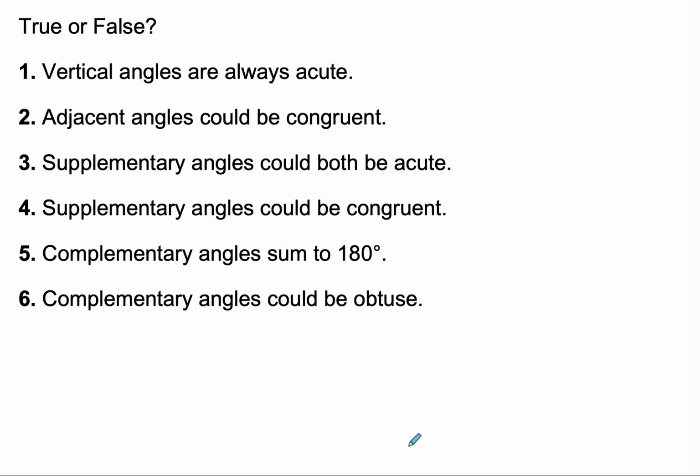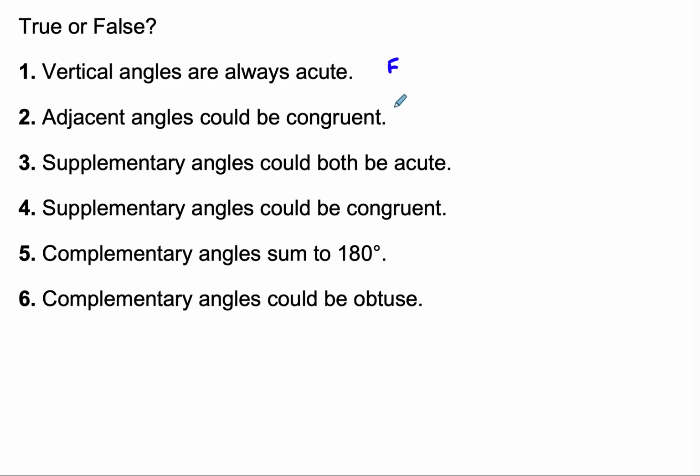All right, last one, true or false. Go ahead and pause the video and write down what you think for each one. All right, let's check our answers. Number 1, vertical angles are always acute. That's false. Sometimes they can be acute. Sometimes they're obtuse. Sometimes they're right.